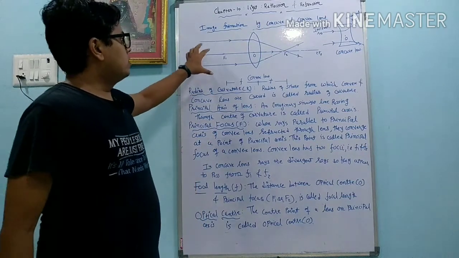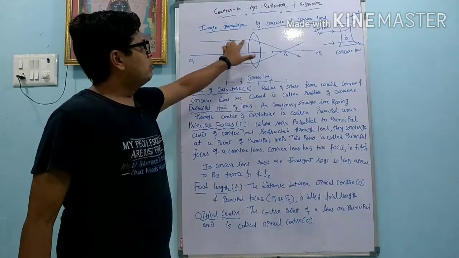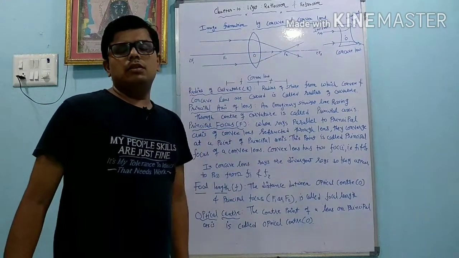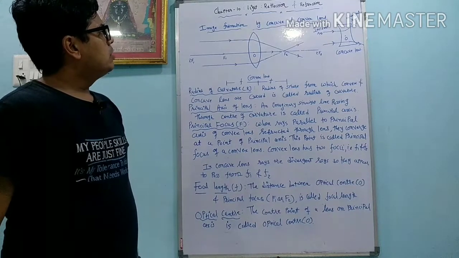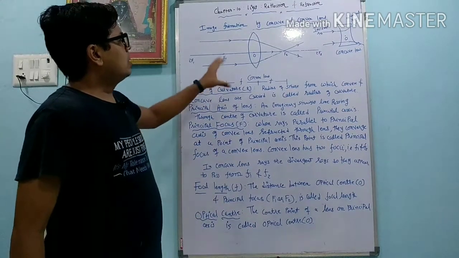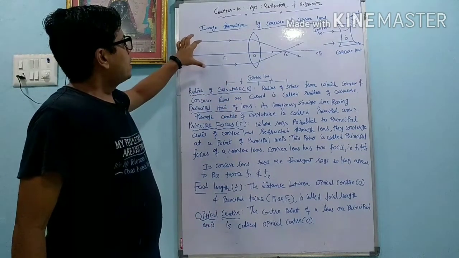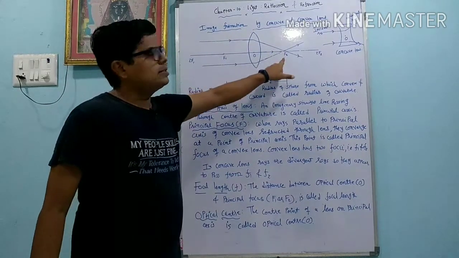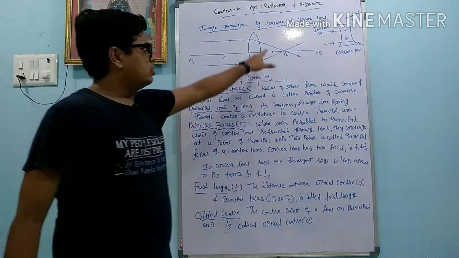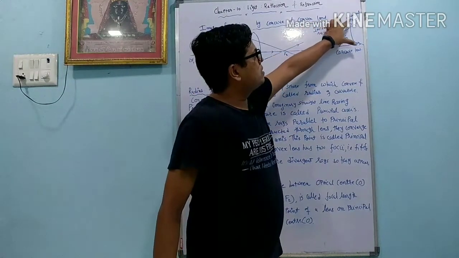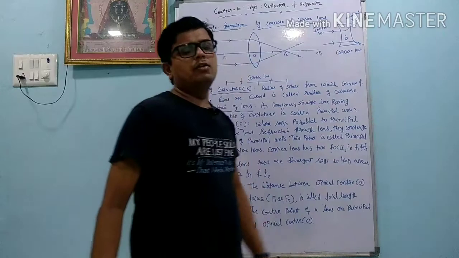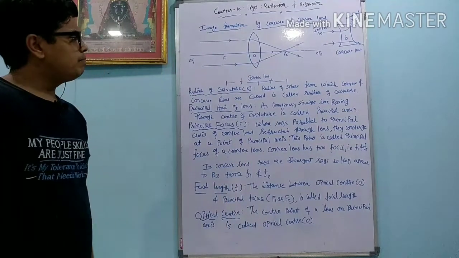What is called refraction? When a ray of light passes from one medium to another medium, it changes direction. That is called refraction. Second thing, what are convergent rays? After refraction, if all the rays meet, that is called convergent rays. So these rays are convergent rays. After refraction, if the rays do not meet and go in different directions, they are called divergent rays.